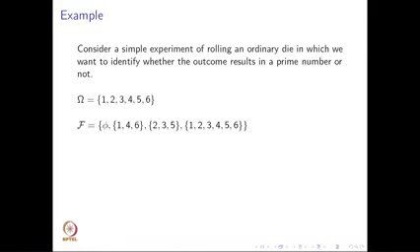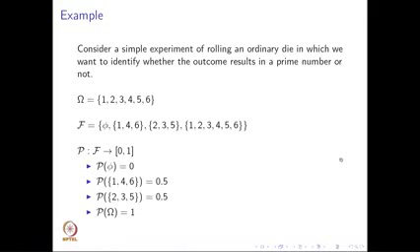Please verify that the sigma algebra listed here does actually satisfy the 3 properties that we had discussed above. The final component is the probability measure. The probability measure assigns a value between 0 and 1, that is the probability value, to each of the components of the sigma algebra. Here the values listed assume that the die is fair, in the sense that the probability of each face is equal to 1 by 6.